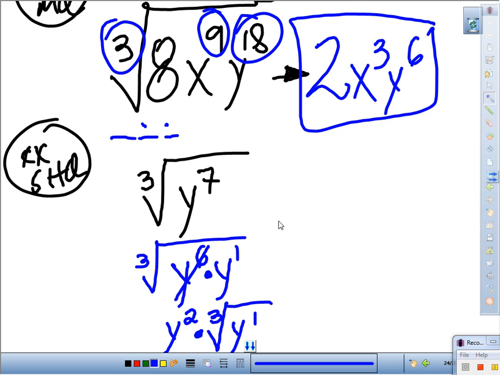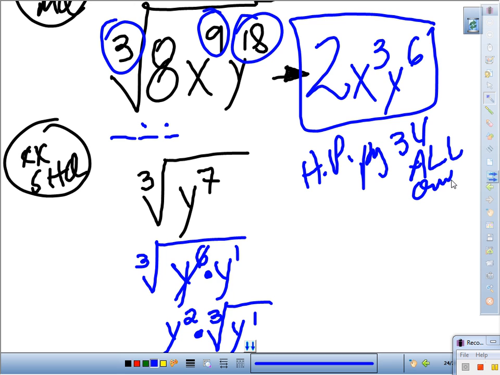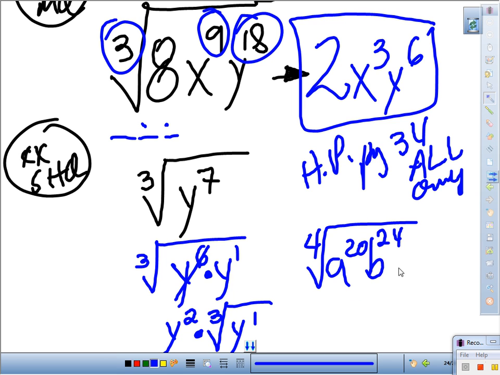Okay? All right, so your homework for tonight is on page 34, all, only. Also, write this one down. 4th root of a to the 20th, b to the 24th, and c to the 1,000. Just add that one to your homework.